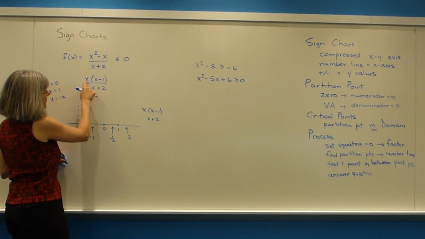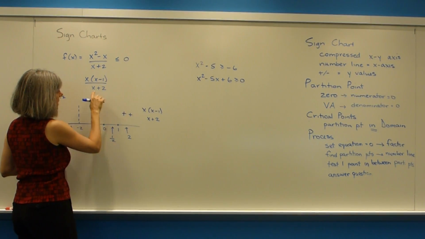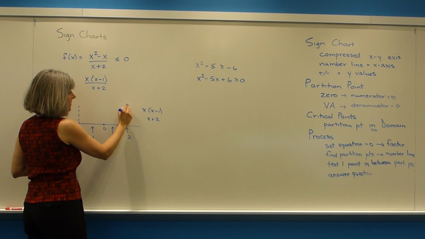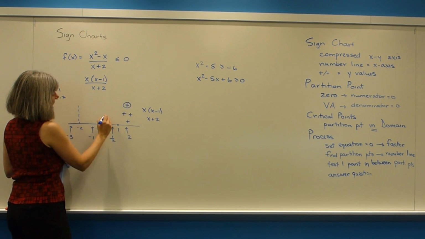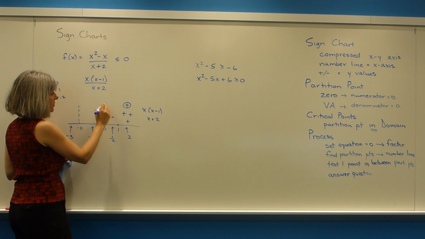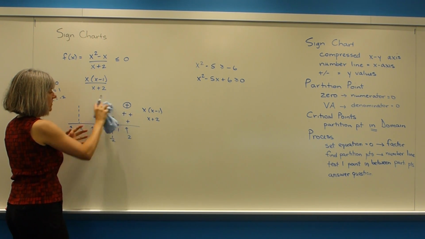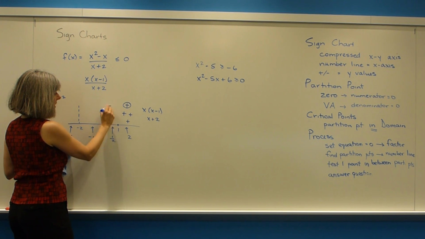So let's plug in 2. 2 is positive, 2 minus 1, positive, 2 plus 2, positive. 3 positives multiplied together, divided together, positive. Let's try a half. A half is positive. A half minus 1, negative. A half plus 2, sorry, down here, positive. So, altogether, 2 positives and a negative would be a negative.